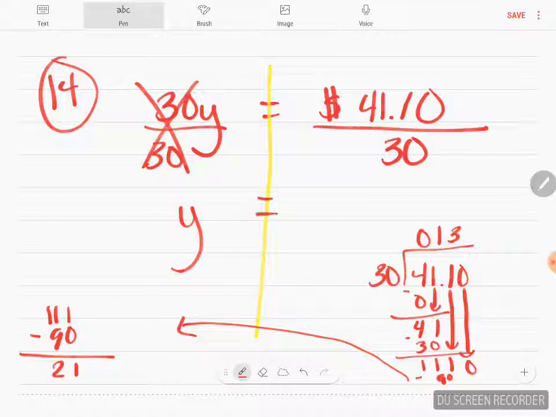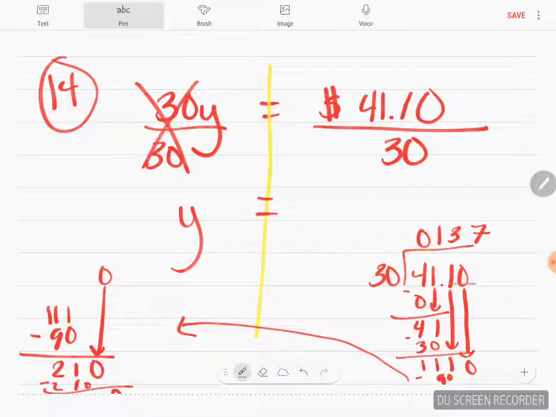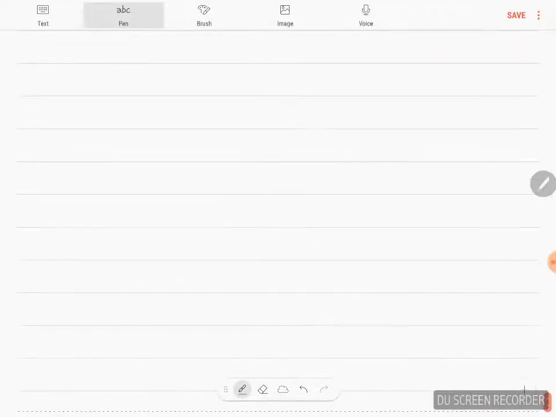So, how many times can 30 go into 210? That is 7 times. Get 0. So, right now I got 137. You guys need to realize that there's a decimal there, and we need to make sure that we account for that decimal. So the decimal is 2 places right here, so I must go 2 places. 1, 2. The answer is $1.37.